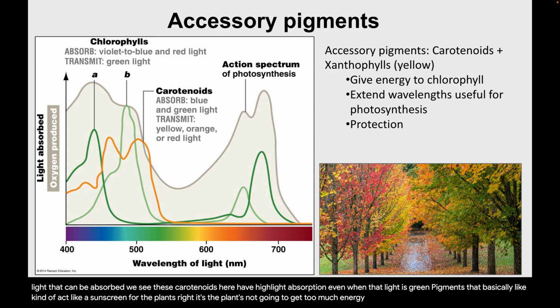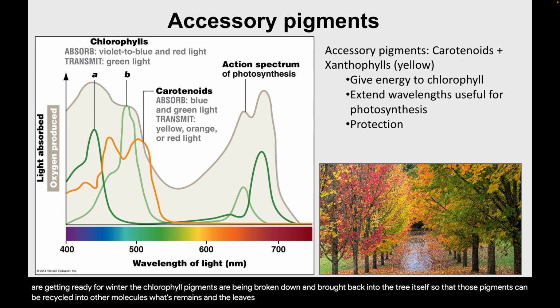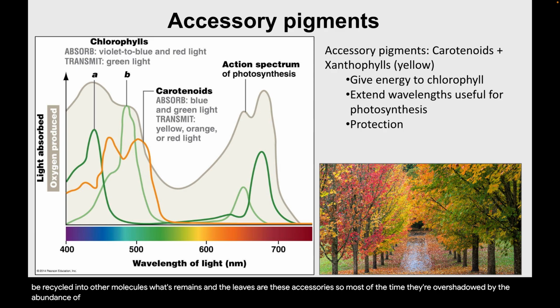So in the fall time, what happens is that these plants are getting ready for winter, right? They're going to become dormant, essentially. All of the chlorophyll pigments are being broken down and brought back into the tree itself so that those pigments can be recycled into other molecules. What remains in the leaves are these accessory pigments. Most of the time, they're overshadowed by the abundance of chlorophyll, but in the fall, when it's all going back into the tree itself, what's left is these accessory pigments. And that's why we see these bright, colorful trees in the fall.